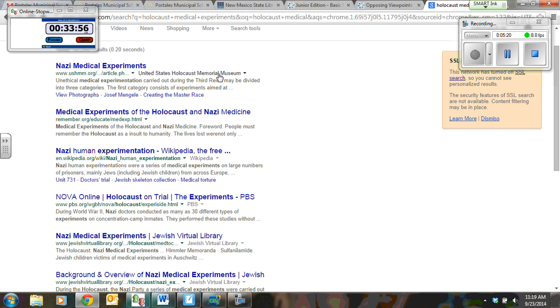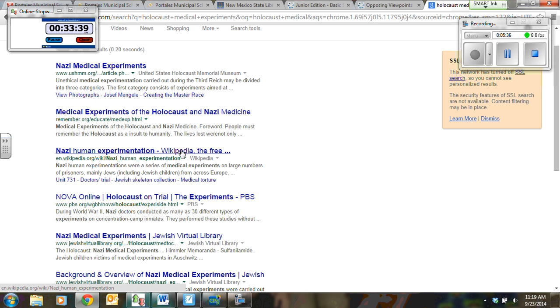How reputable do you think that's going to be? Very reputable. Probably going to be okay. So that's one we might want to look at. This one says remember.org. It's not telling us where it's from, so we would have to look at that one.